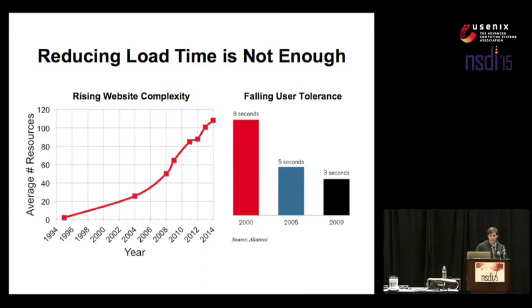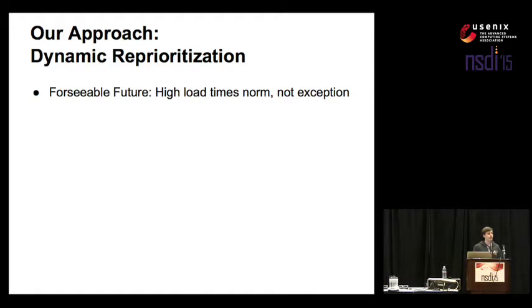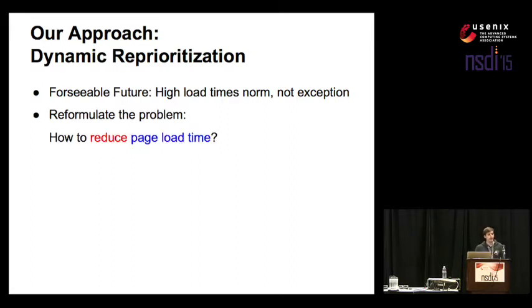So given that for the foreseeable future, high page load times are likely to be the norm and not the exception, what can we do to increase the user experience? Well, we think the solution comes from a reformulation of the problem itself. So instead of asking, how do we reduce web page load time, given that web page load times are likely to be high in the foreseeable future, we think that what you should be asking is how can you prioritize the content most important to the user?